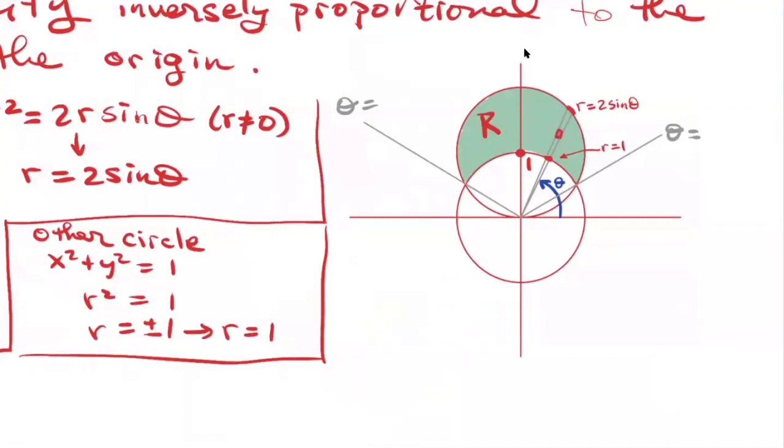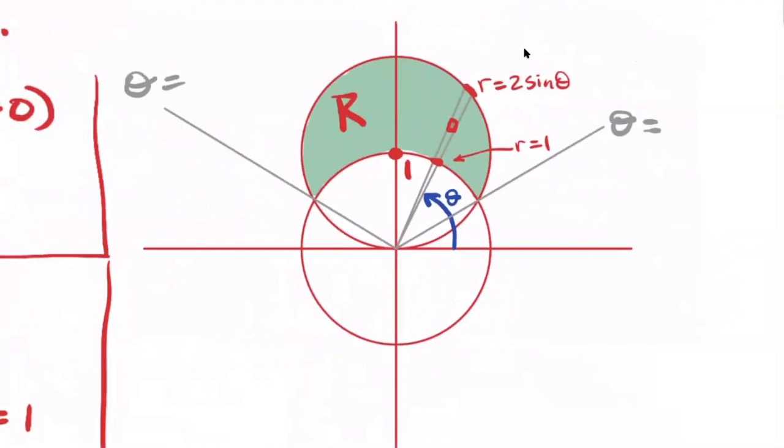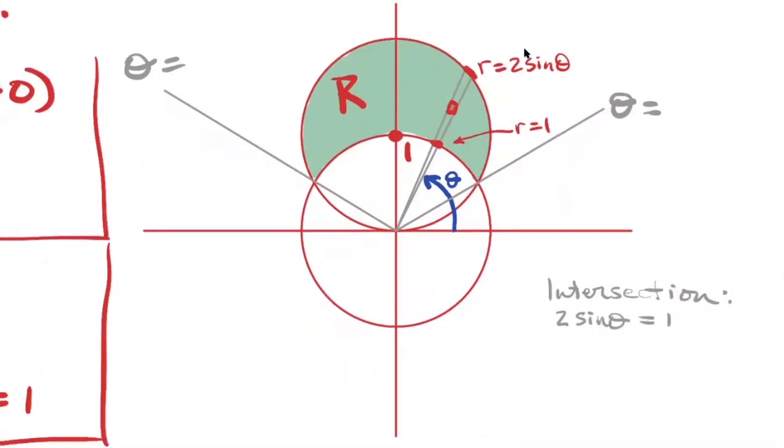I'm going to continue to do that in gray. So down here for the intersection, that will be where 2 sine theta equals 1. Oh, this is super easy, right? 2 sine theta equals 1, where I touch the two curves together. So sine theta is half.